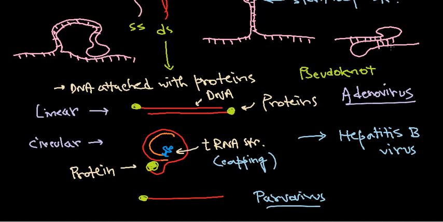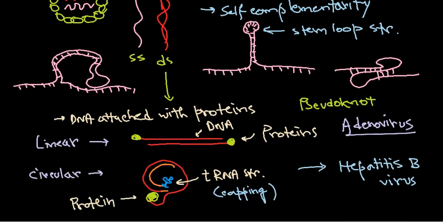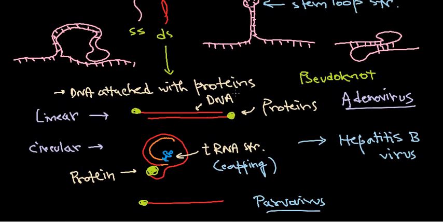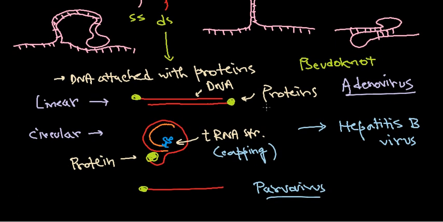Okay. So the genome of a virus is not as simple as we thought, but has different kinds of arrangements. If it is RNA, it has secondary structure arrangements, and if it is DNA, it can be attached to proteins or other molecules. Okay, so that's it, and I hope that's helpful. Thank you.